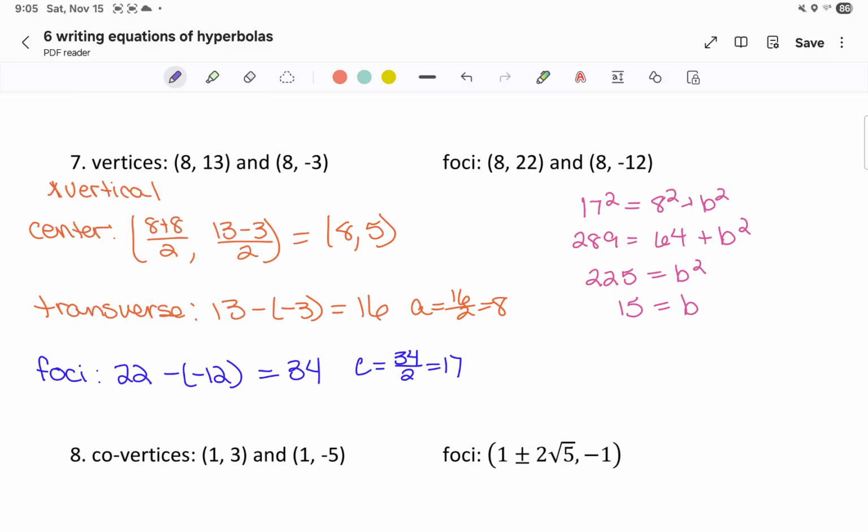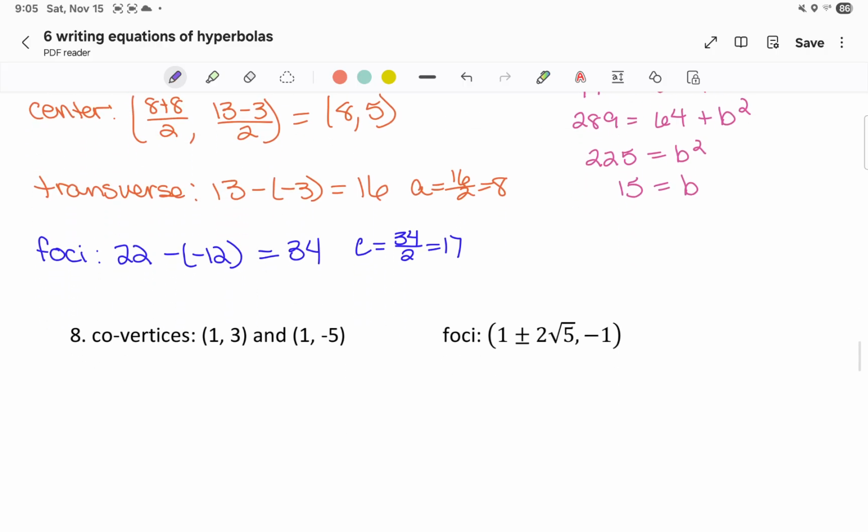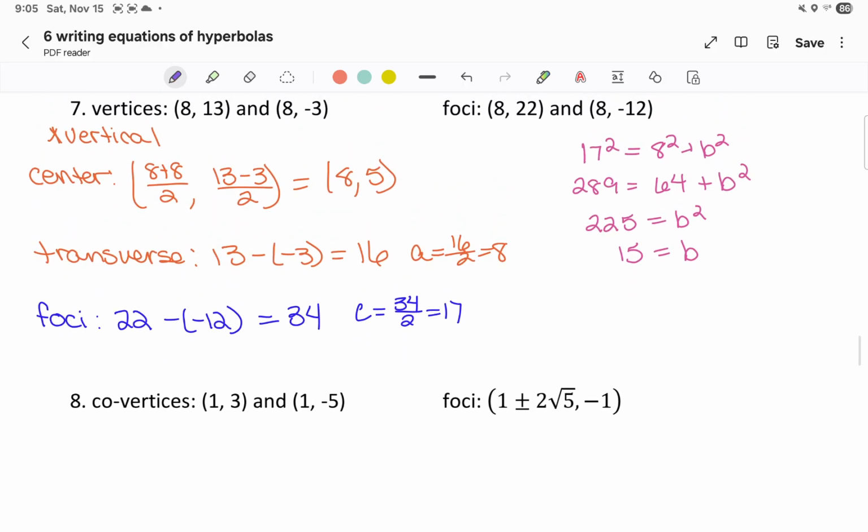So then we're going to write our standard form. We're vertical, so we're going to lead with y. So we will have y minus 5 squared over 64 minus x minus 5 squared over 225 equals 1.